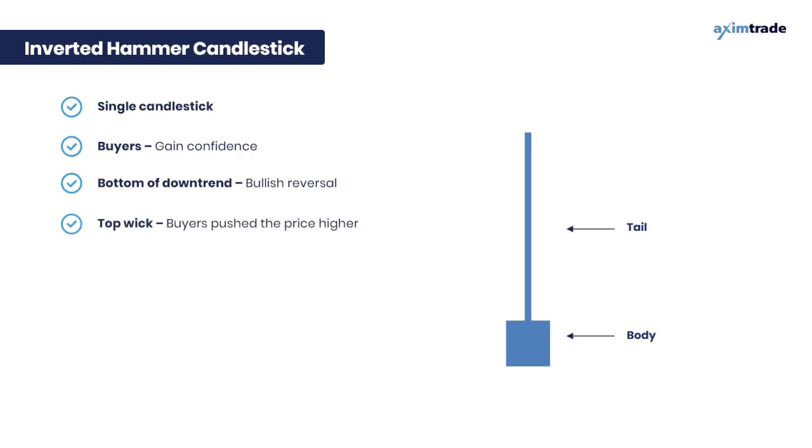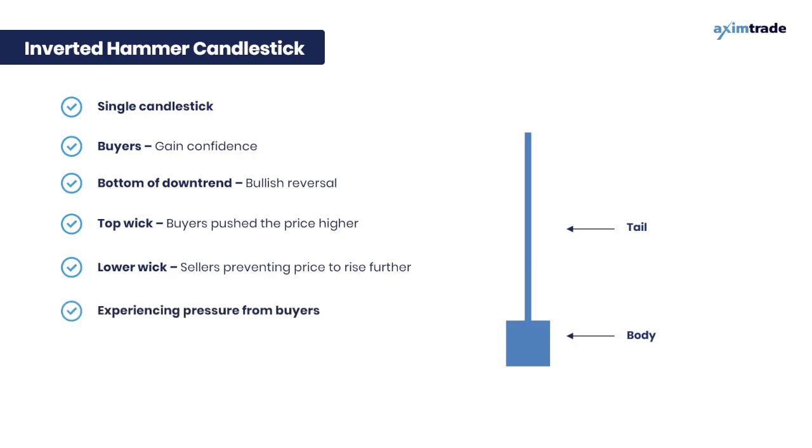The top wick indicates that the price has risen as a result of buyers pushing the price higher, while the lower wick indicates that sellers kept the price lower by preventing it from rising further, and the market settles at a higher price when the buyers are too strong as opposed to sellers. An inverted hammer indicates a market is experiencing pressure from buyers, and it warns traders that prices are likely to revert after a bearish trend.